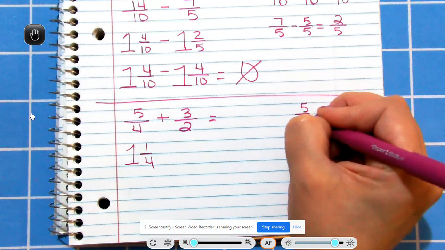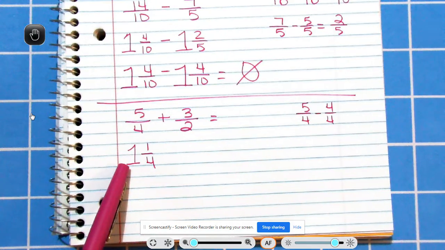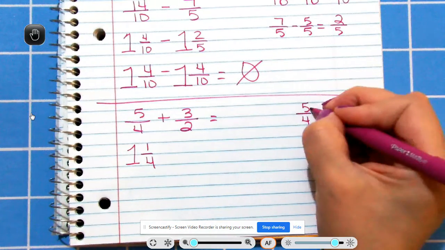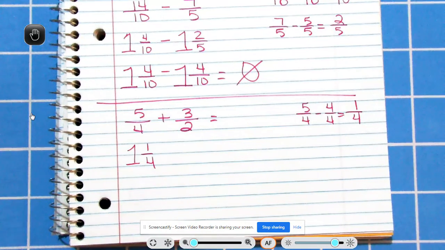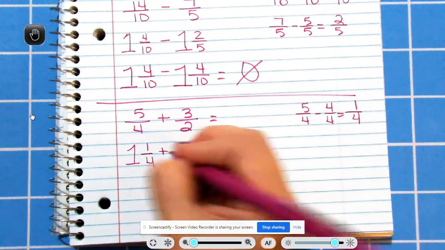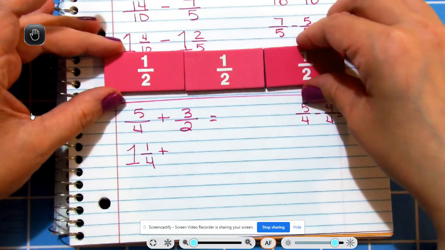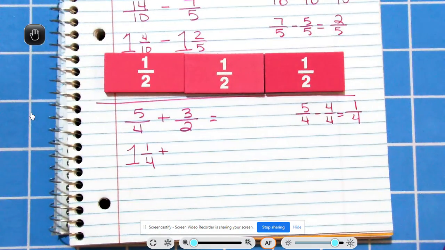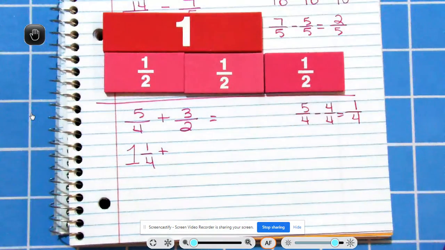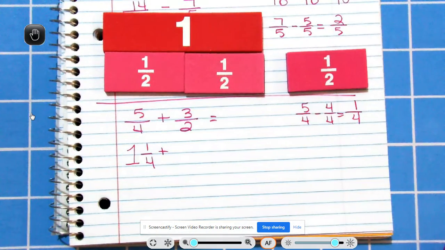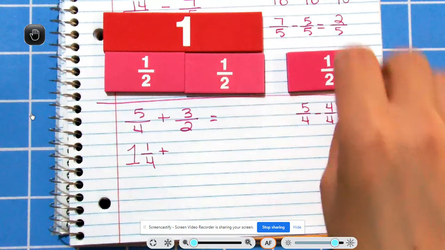So we had 5/4. We knew that 4/4 would be one whole. 5 subtract 4 is 1. Denominator stays the same, so we had 1/4 left. Then we have 3/2, 3 1/2 pieces. How many can I cash in for one whole? Hopefully you know that 2 halves make a whole. So that would be 1 and 1/2.